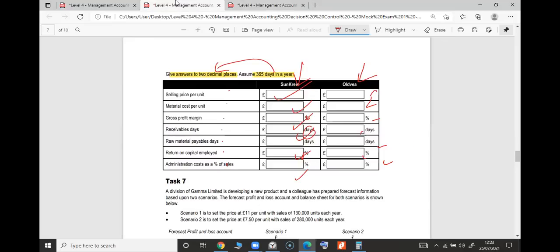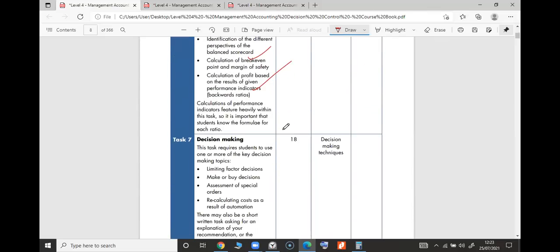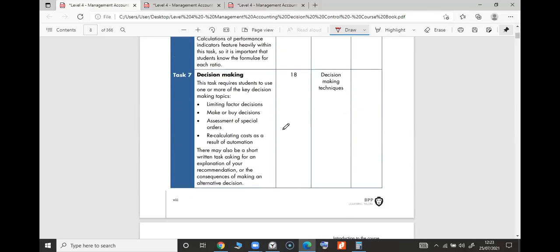We have done it. Well, that is our question number 6. For how many marks? 15 marks. Moving on to question number 7, decision making. This is a writing question. Could be on limiting factor, recalculating costs, make or buy decision, decision making. There may also be a combination, but mostly a written question for 18 marks.